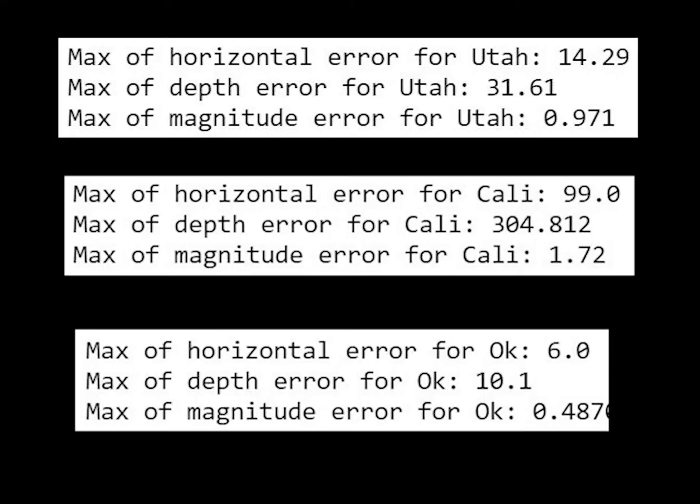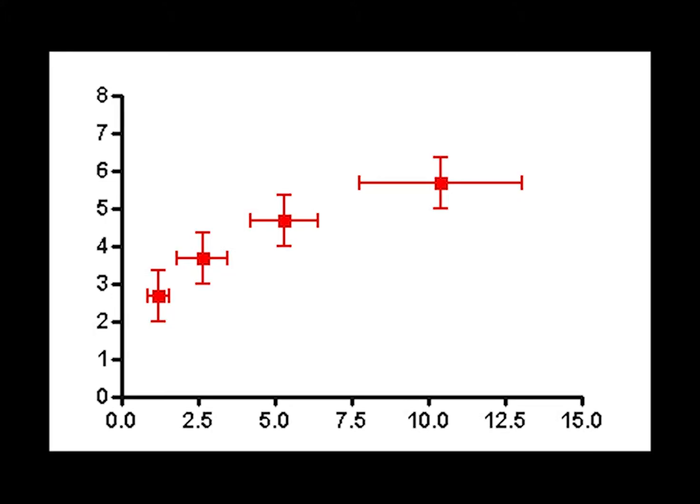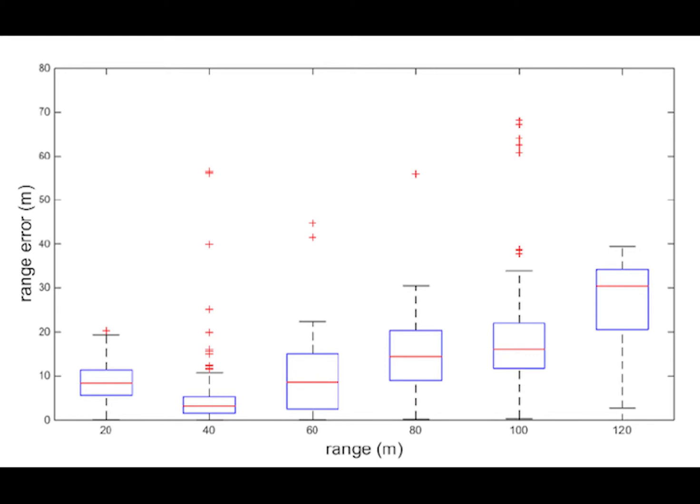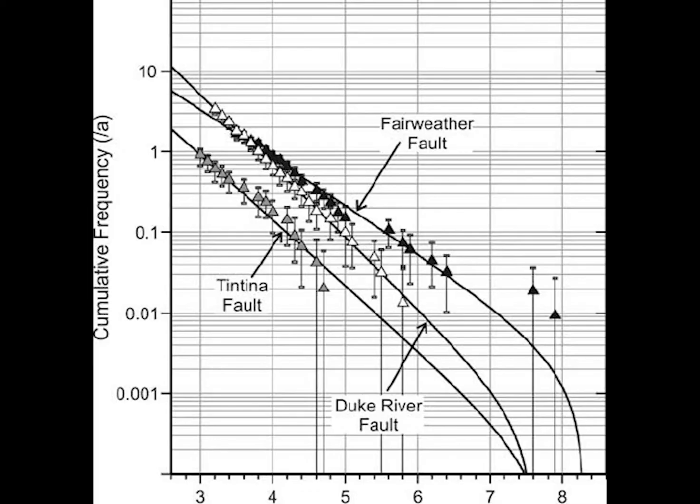The dataset has an error for each measurement. That is estimated for 3 different axes. There's horizontal error, which is just the XY displacement on the ground. There's the depth error, which is how far under the ground the earthquake occurred. And then there's the magnitude error, which is the energy that got released by the earthquake.